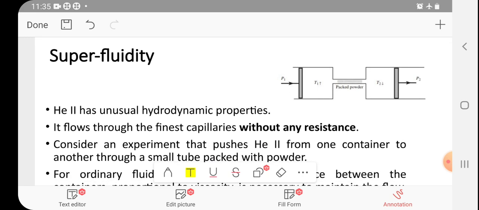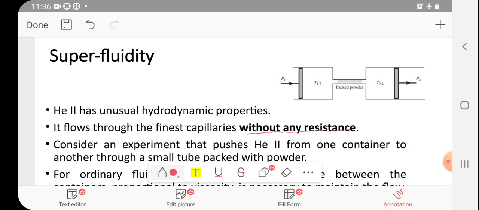Now, the property of helium 2 is a little bit unusual, so that I will discuss now. The name of the phenomenon is superfluidity. Helium 2 has unusual hydrodynamic properties. It flows through the finest capillaries without any resistance. Just look at the sentence: it can flow through the finest capillaries without any resistance. This is one of the important facts.